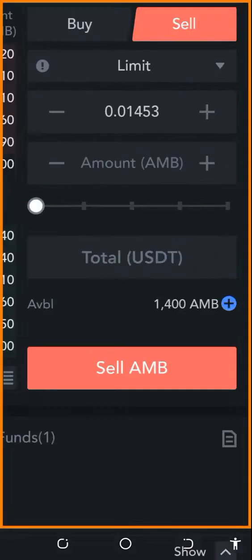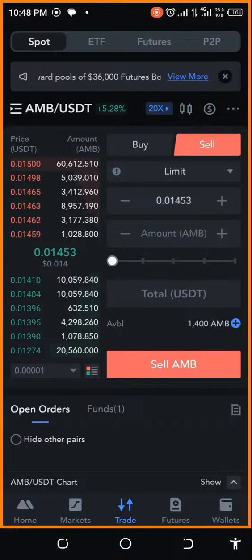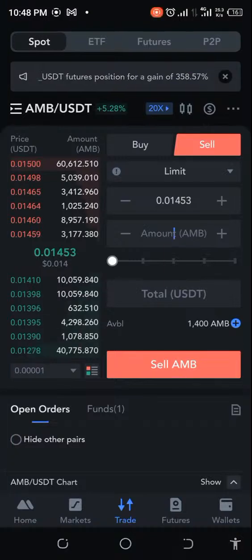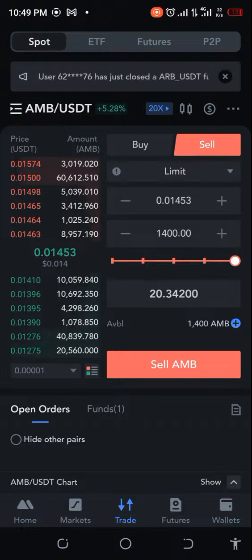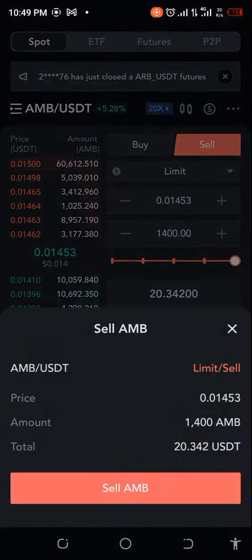Sorry, I was thinking, like I told you, this is a new platform. Okay, so we're currently here. As we can see, we already have our AMB here, seated and waiting. So let's slide that to 100%. And you can see that we have 34 cents made. So let's go ahead and hope that it works.